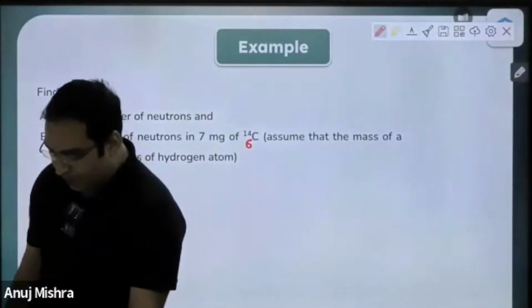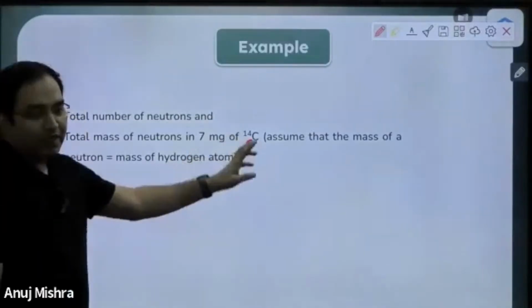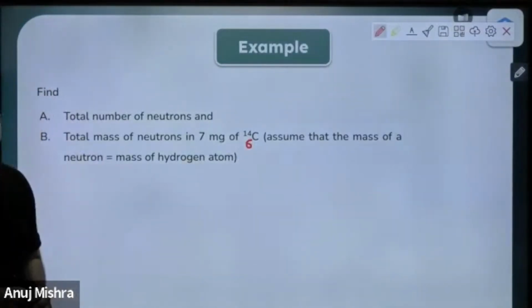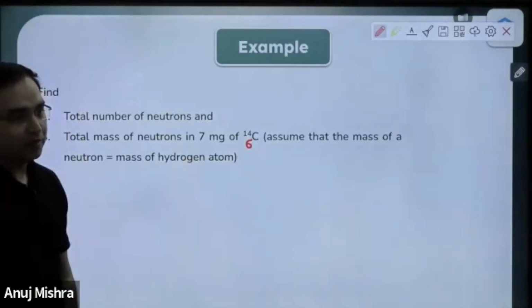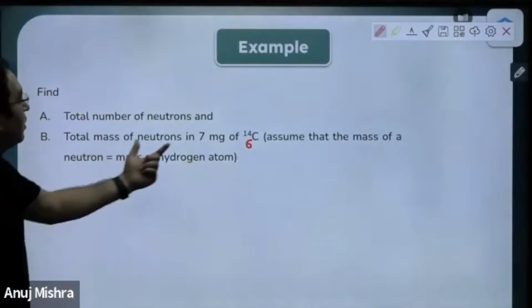Charlie, up to this any difficulty? No, sir. And please be feel free to ask any question, right? Okay, sir. So in case you find any difficulty, yes, 6C14 is an isotope of 6C12. 7 mg. Mg is what? Milligrams. Both the questions are for this amount.